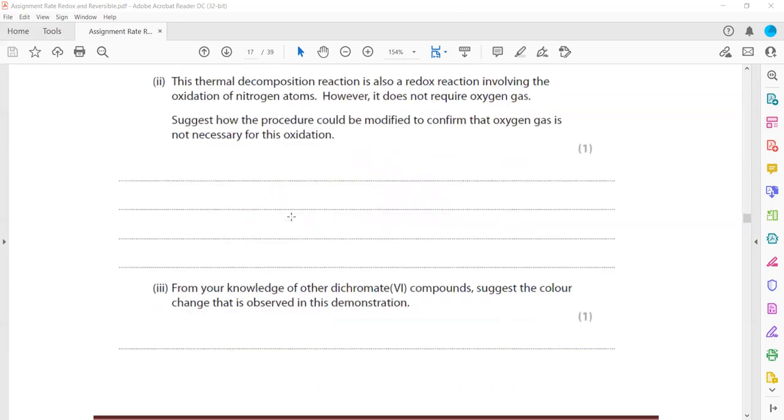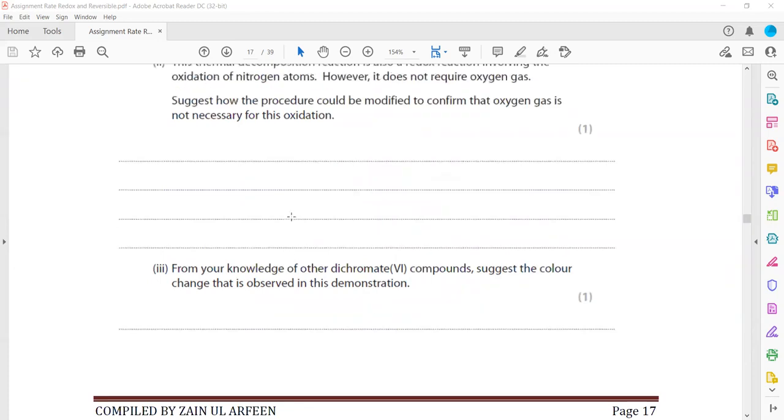The next part: from your knowledge of dichromate compounds, suggest the color which we observe. Because of chromium 6, you have to learn these colors. If it is dichromate, it is orange. If it is chromate ion, it will be yellow. These are the colors which you should learn. If we have Cr2O7, it means it will be orange in color. If we have CrO4, it means it will be a yellow chromate ion. And when we have chromium ion, it will be green.